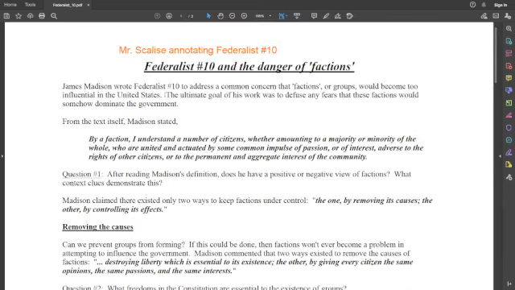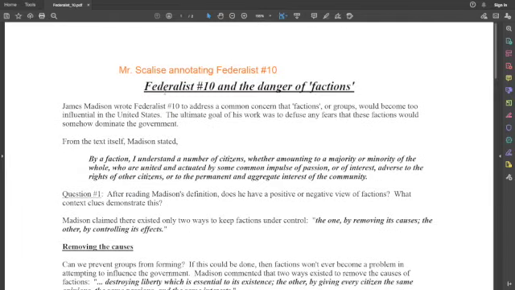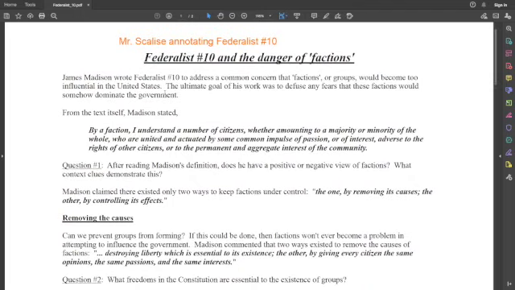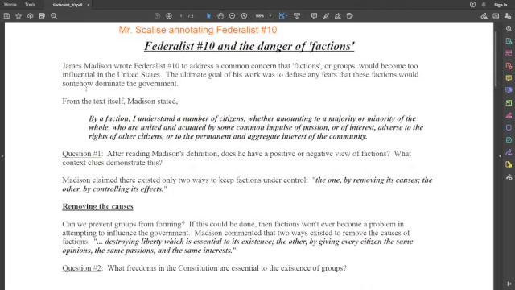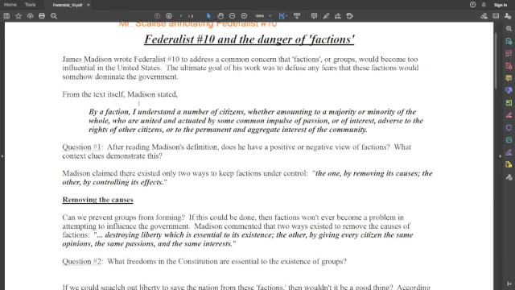It's fantastic. Okay, now let's read a couple of things here together, and we're going to go over parts of this. James Madison wrote Federalist 10 to address a common concern that factions or groups would become too influential in the United States. The ultimate goal of his work was to diffuse any fears that these factions would somehow dominate the government. Here's an example. A group, the American Federation of Teachers, my teachers union, do we want the AFT having like a ridiculous amount of influence over the government?